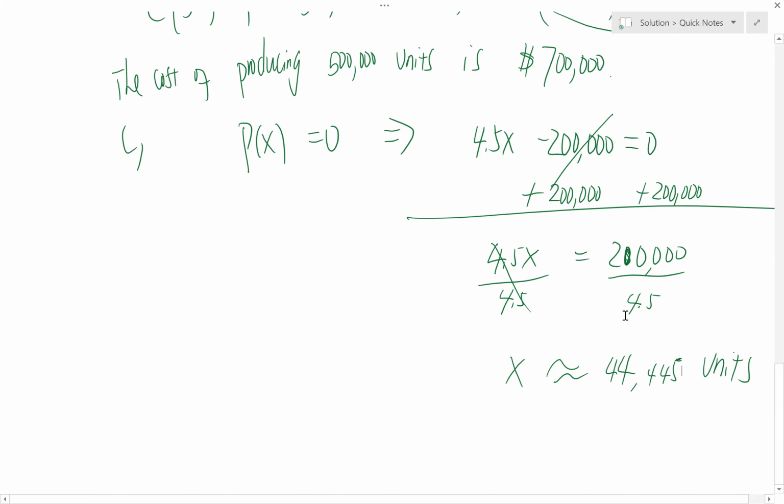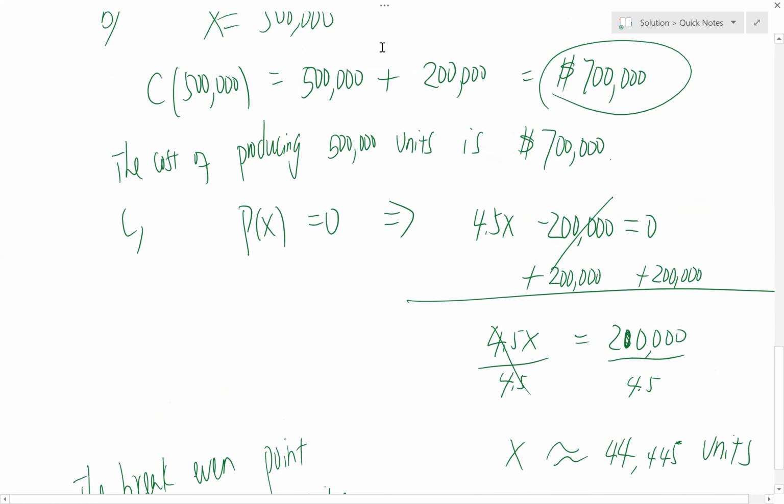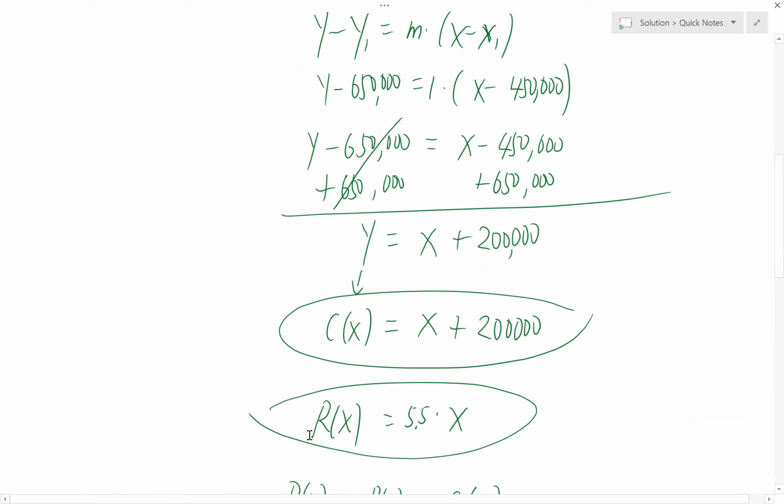Okay. So the break-even point is 44,445 units produced and sold. Okay. And all right, that is question 5 on break-even analysis. Any questions on this?